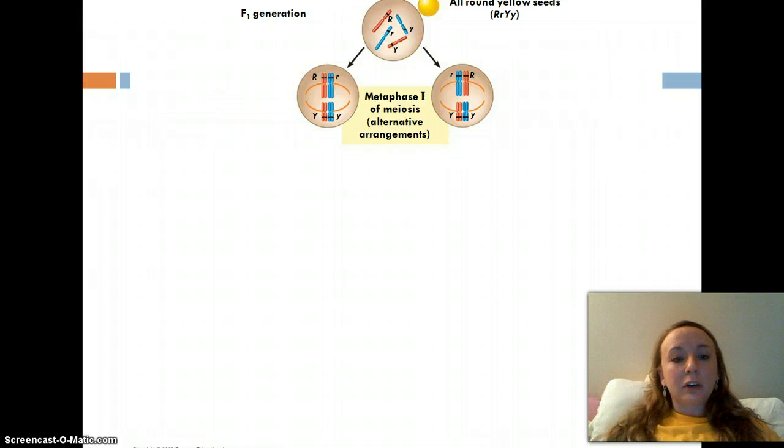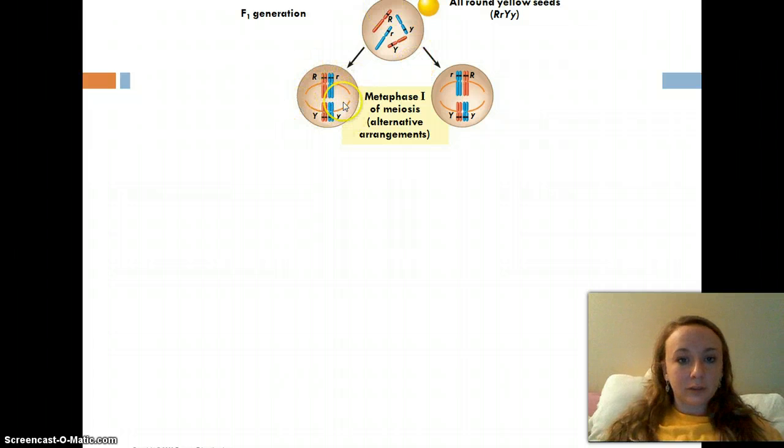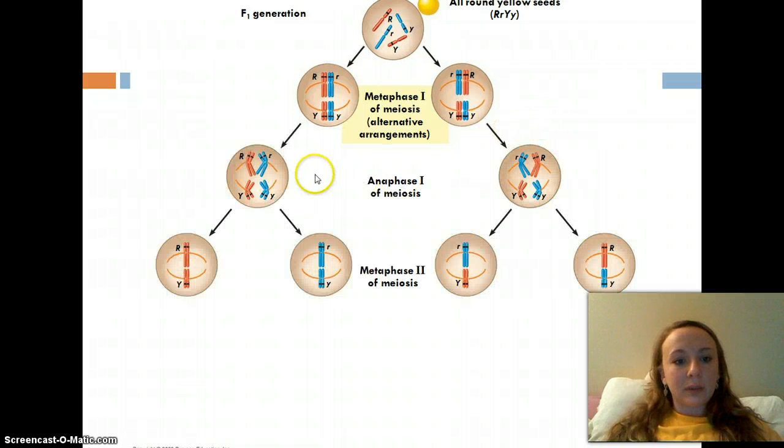So those chromosomes, those homologous pairs, are going to align at the equator, and they can align in any way. It shows you these two ways here, how they can align at the equator. Then it shows them splitting apart in anaphase 1 of meiosis and the different ways that can happen.